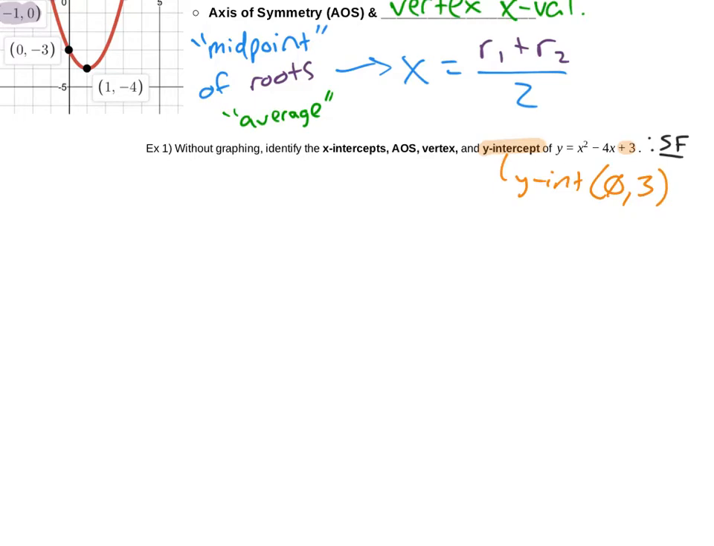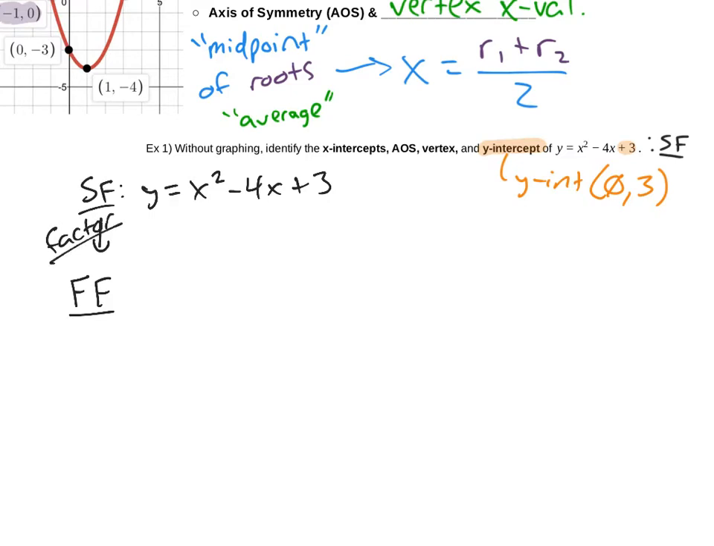But now they want the x-intercepts. Can we see x-intercepts in standard form? No. We have to put this into factored form. Let's go ahead and do that. So our given equation is standard form, x squared minus 4x plus 3, and we're going to try to put it into factored form. Take a wild guess how you do that. You factor. You factor to put it into factored form.